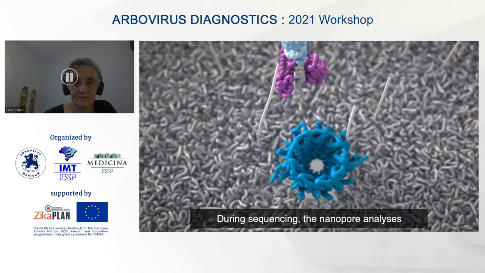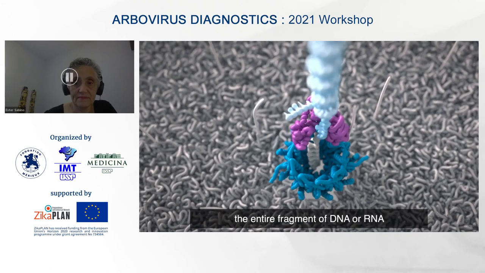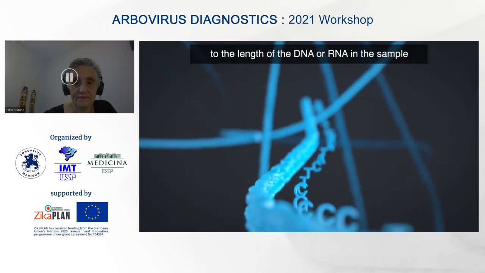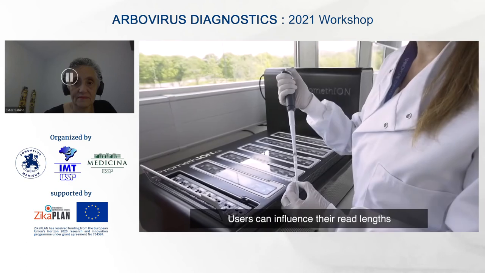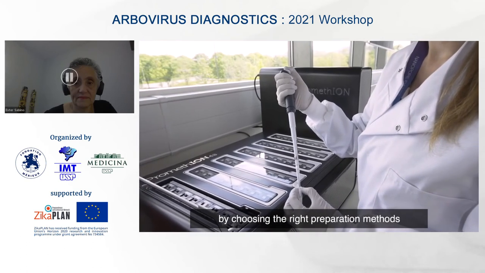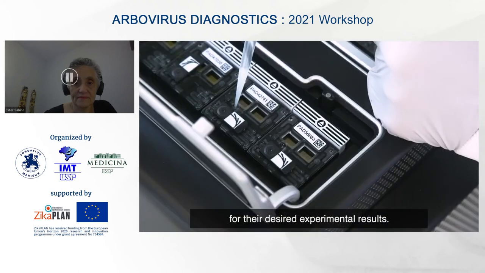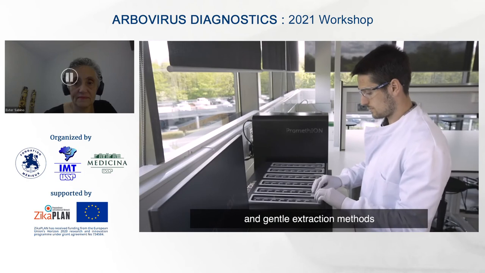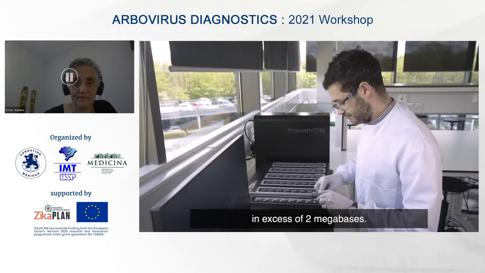During sequencing, the nanopore analyzes the entire fragment of DNA or RNA that's presented to it, so the read length is directly related to the length of the DNA or RNA in the sample that has been prepared. Users can influence their read lengths by choosing the right preparation methods for their desired experimental results. Standard extraction methods readily achieve reads from the tens to hundreds of kilobases, and gentle extraction methods devised by community users have achieved read lengths in excess of 2 megabases.